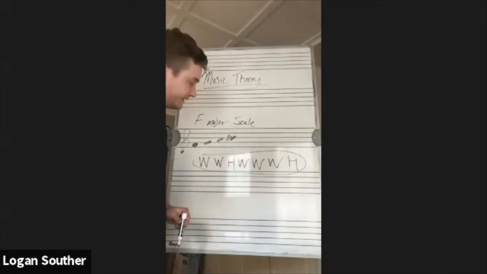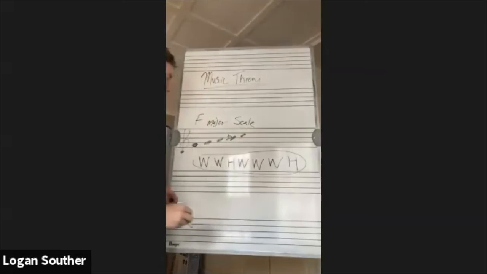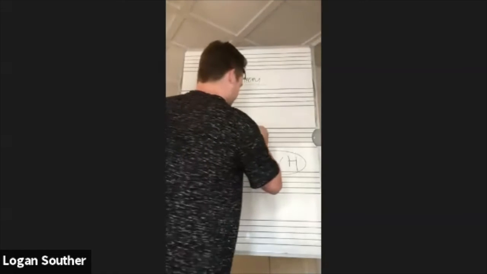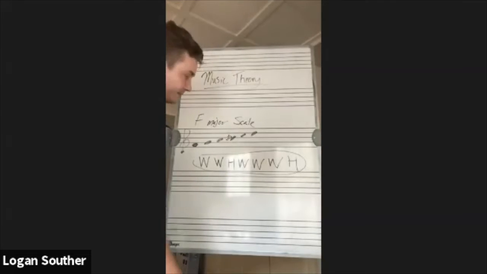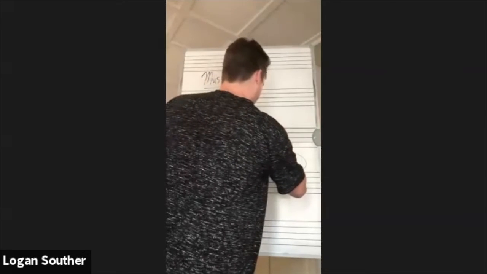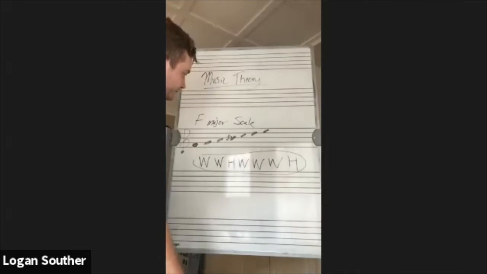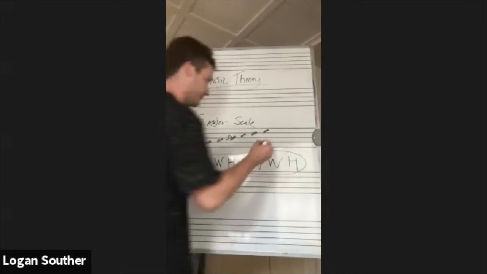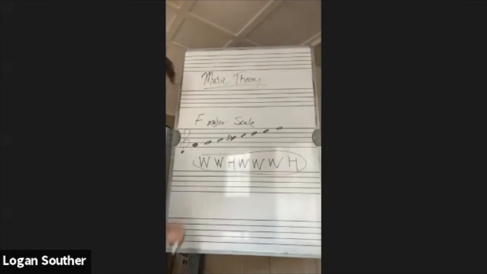B flat to C gives us a whole step. C to D gives us a whole step. D to E is another whole step. And E natural to F gives us a half step. So there we go. We've got a major scale that starts on the note F.